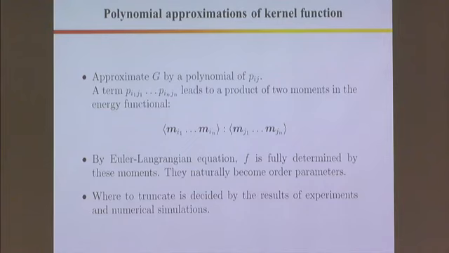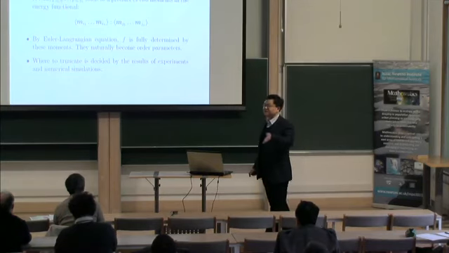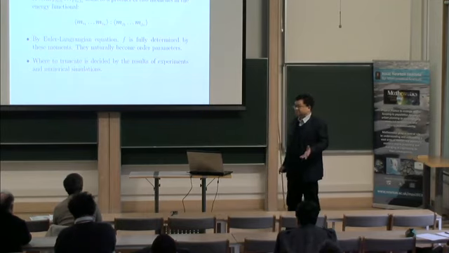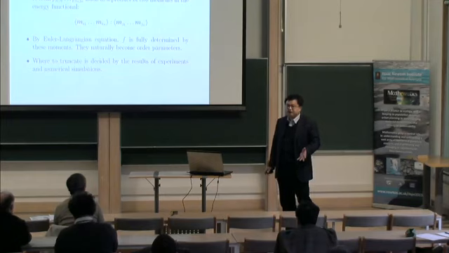A term leads to the production of two moments in the energy functional. So by the Euler-Lagrange equation, f is fully determined by the three moments. They literally become the order parameters. Where to truncate is decided by experimental results and numerical simulation. For example, for the rods, maybe just take the leading order, like Maier-Saupe. But for the banana molecules, maybe second order is not enough. Maybe we need the third order, I don't know.